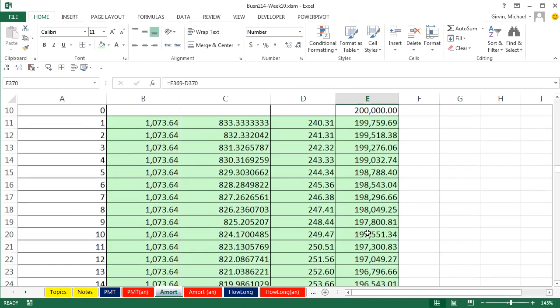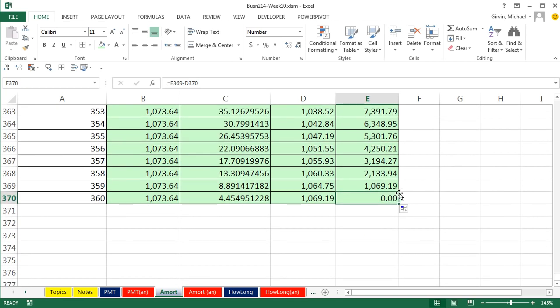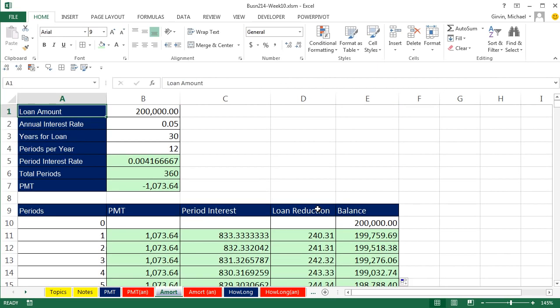Control down arrow on this last number better be 0. Exactly perfect. So on the last payment, we send in $1,073. About $4 is interest. About $1,070 is loan reduction. Control Home. That's an amortization table. Every time you have a PMT for a loan, some of it's interest, some of it's loan reduction. Now we can calculate the total interest.